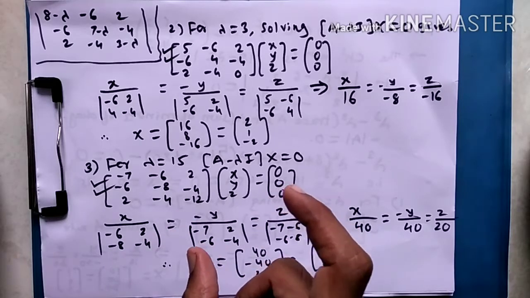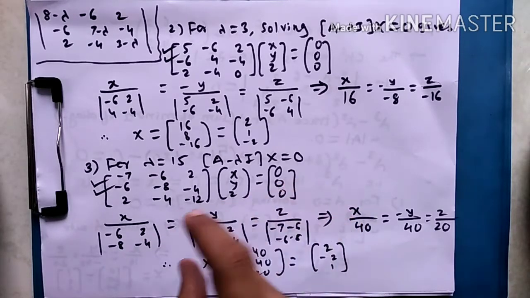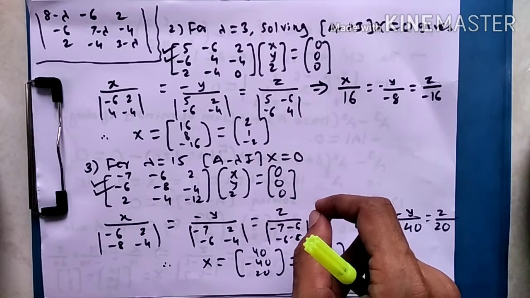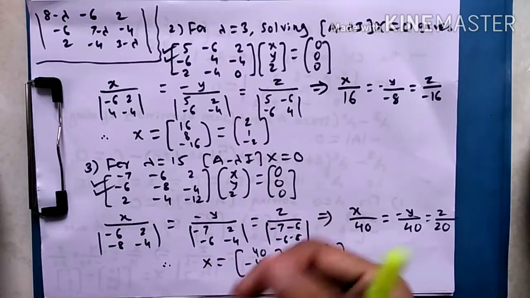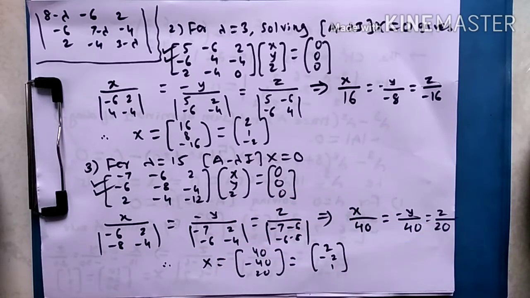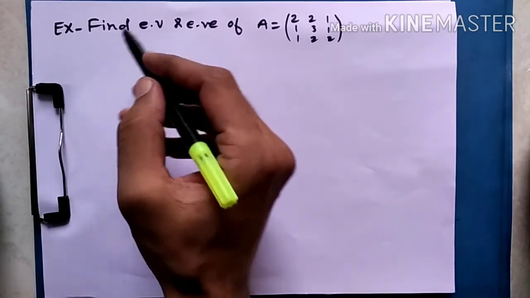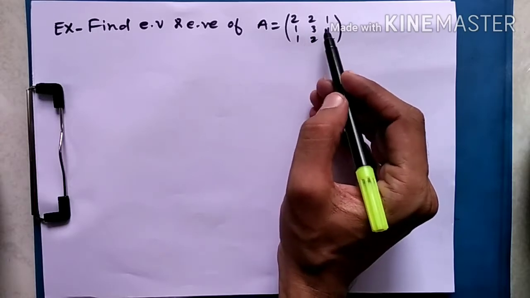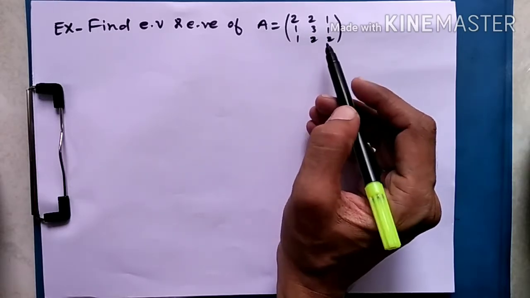So we have considered a matrix here which was having distinct eigenvalues. All were different: 0, 3 and 15. Now let us see one more question where eigenvalues will be repeating, and then how to find the eigenvectors. Let us see the next question. Again to find eigenvalues and eigenvectors of a given 3 by 3 matrix. So 2, 2, 1, 1, 3, 1 and 1, 2, 2.